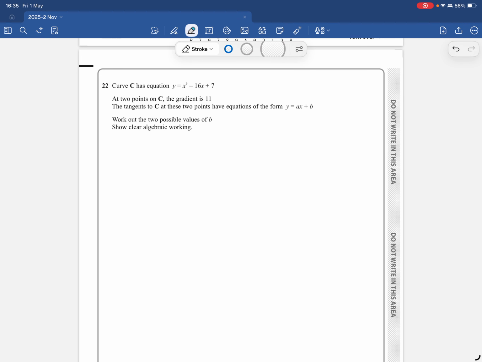This is a nice question. So we've got some cubic curve C, y equals x cubed minus 16x plus 7. At 2 points on C, the gradient is 11. And it's a cubic, so it's got a positive coefficient of x cubed, 1, so it's kind of going to be this shape.